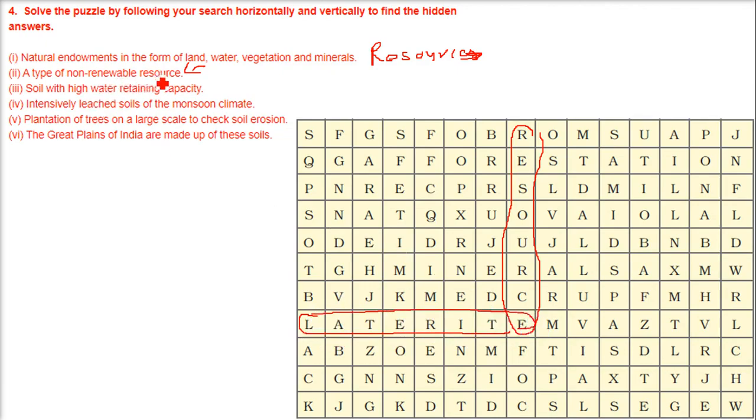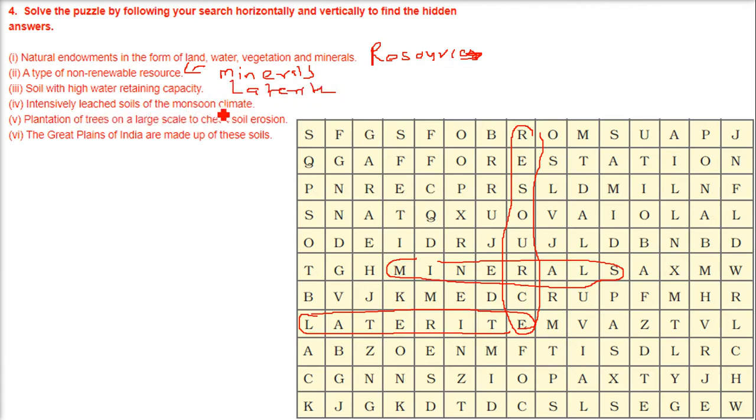A type of non-renewable resource, I'm coming back to this. These are minerals. Soil with high water retaining capacity is laterite. So let me write it. Laterite.